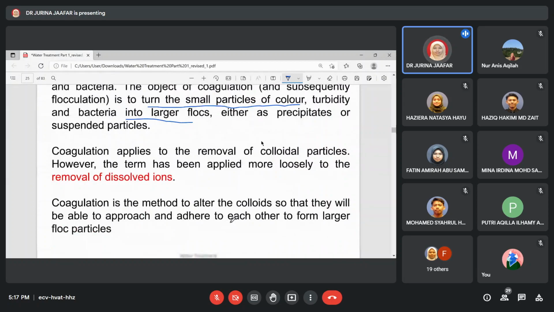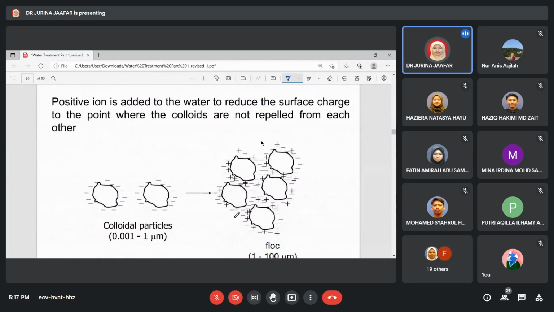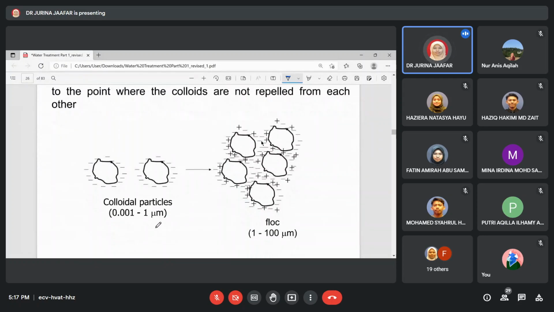Dan for coagulation process, kita akan pakai konsep ini di mana the colloidal sebelum dia bergabung menjadi flock, so we call it as a colloidal particles because they have very strong charge around them, and then they are very stable, so they stand on their own. Tapi bila kita introduce the chemical like alum, di mana dia mempunyai positive ion, and then it will start to collide, then dia akan form a bigger floc. So that is the purpose of coagulation.